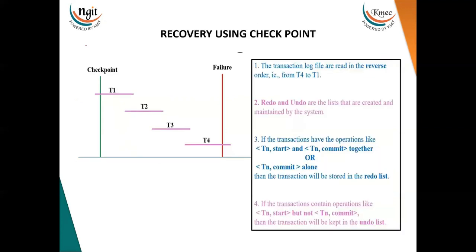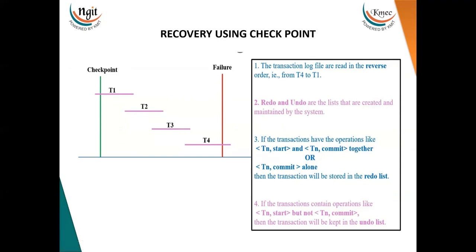Now let us see recovery using the checkpoint. Here we have some points which are listed. Here you can see redo and undo lists are maintained. So which transactions fall under redo and which transactions fall under the undo list?